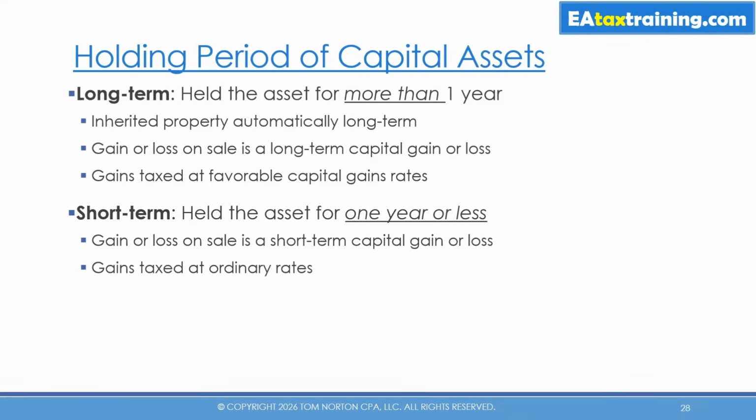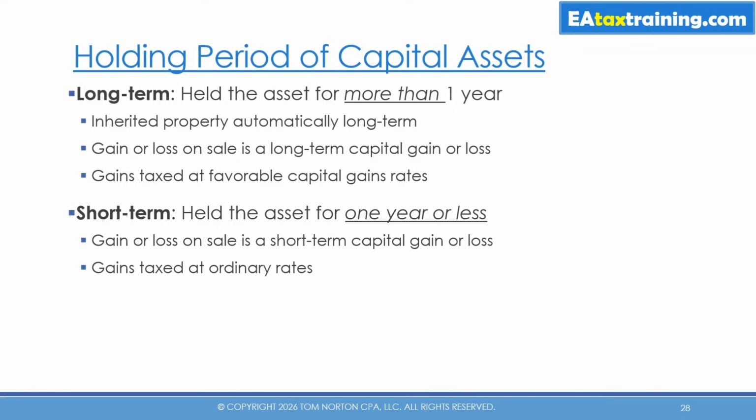Now let's talk about long-term and short-term gains, because remember, it is only long-term capital gains that get that favorable tax treatment. So long-term means that you held the asset for more than 1 year. And inherited property automatically counts as long-term. So if a person bought an asset 2 months before they died, their heirs get to treat that as a long-term asset. The gain or loss on the sale of a long-term asset is a capital gain or loss, and it is taxed at favorable capital gains rates.